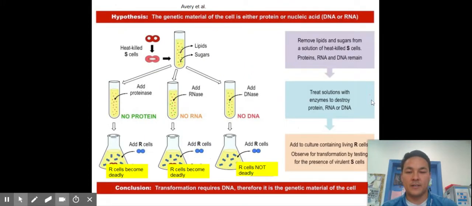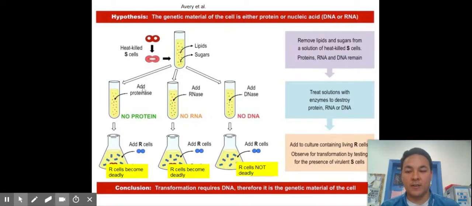Moving on. This is the Avery, McLeod, and McCarthy experiment. This is lifted from BioNinja, a good website to help you out. Here, they're going to confirm that DNA is the transforming factor. So what they do is they took the heat-killed S cells. Those are the smooth ones that are bad, but they've been boiled, and they're going to add enzymes to destroy certain parts of the solution.